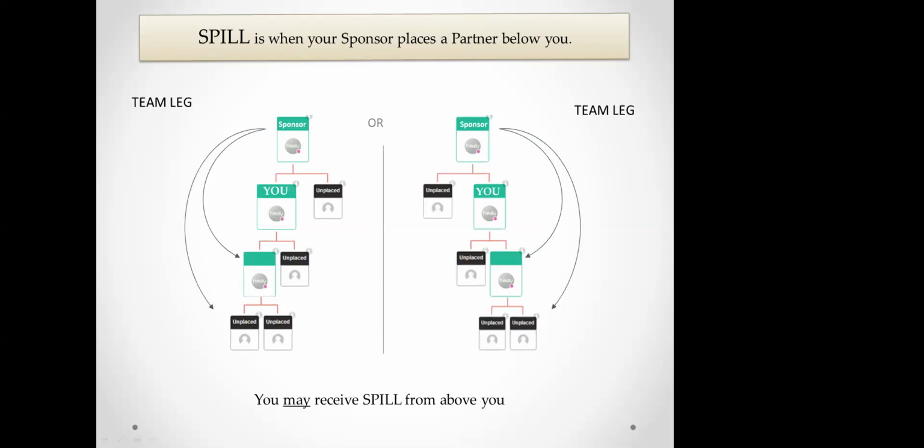So you may receive spill from above, but don't count on it. Don't let that be your driving force for your business. As we go along here, you'll see why that's not important, and you're just going to build your own business. And if you get spill, it's an amazing bonus, and you just look at it as a gift.